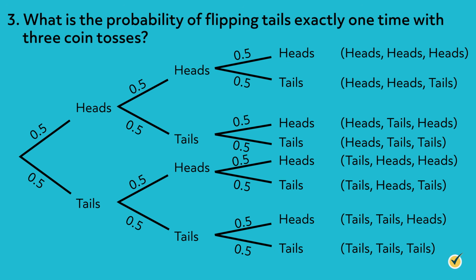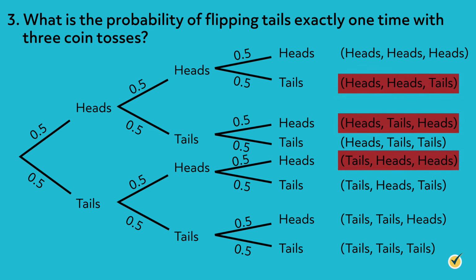What is the probability of flipping tails exactly 1 time with 3 coin tosses? This question is a little more difficult. First, identify how many overall outcomes contain exactly 1 tails flip. Based on the tree diagram, we see that there are 3 outcomes with exactly 1 tails flip.